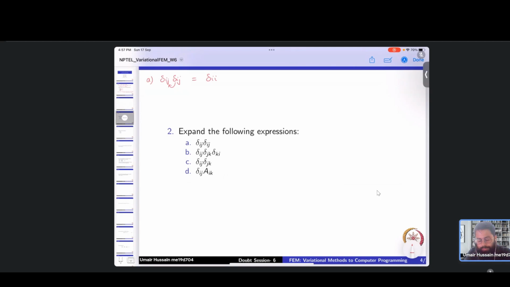So we have delta ii. So ii is already a dummy index. So we can expand it using summation convention as delta 11 plus delta 22 plus delta 33. We know if i equals j in delta ij, then it is 1, otherwise it's 0. So all three terms will give us 1. The answer is 3.